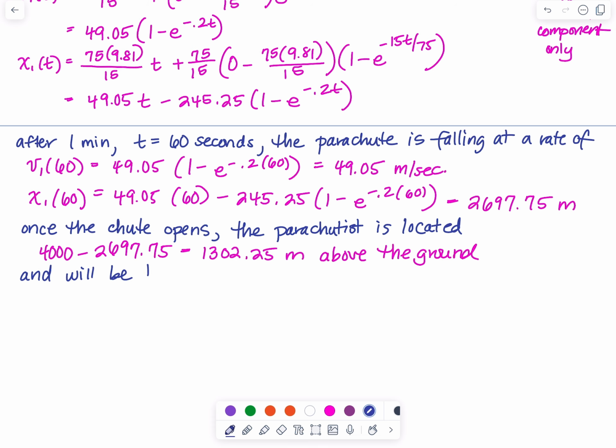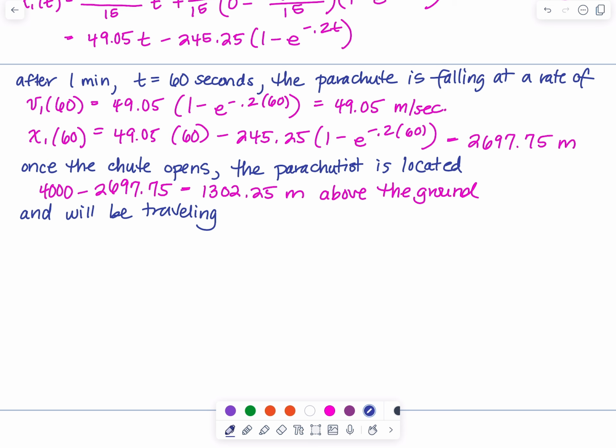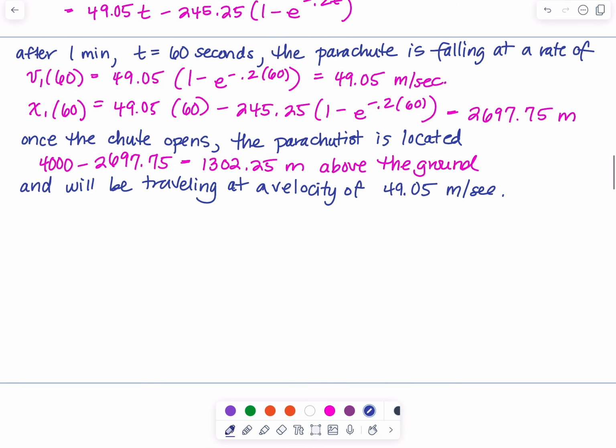And will be traveling, and let's go ahead and note that it will be traveling at that velocity, 49.05 meters per second. So now we know what happens before the parachute opens. Now let's talk about what happens once the parachute does open.